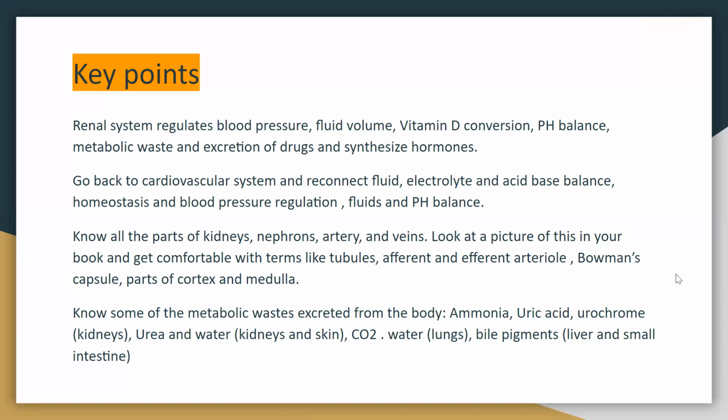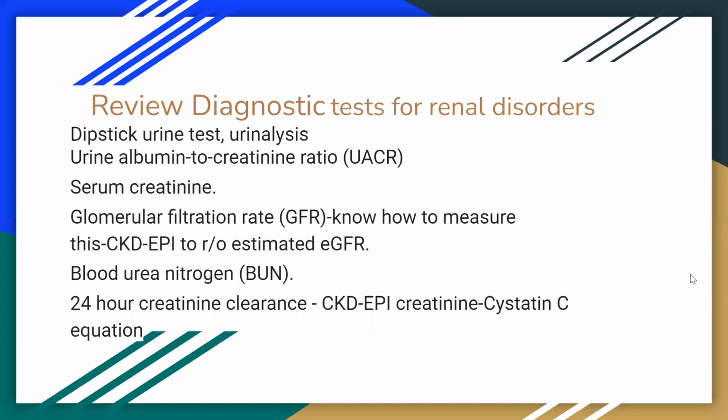Keep in mind the metabolic wastes that are excreted from the body are ammonia, uric acid, and urochrome. They are in the kidneys, and also urea and water from kidneys and skin. CO2 and water are from the lungs, and bile, of course, is from the liver and small intestine. So I put this slide just to give you a freshening up on the kidney regulations and how it controls the fluid volume and how it connects to the cardiovascular regulations also.